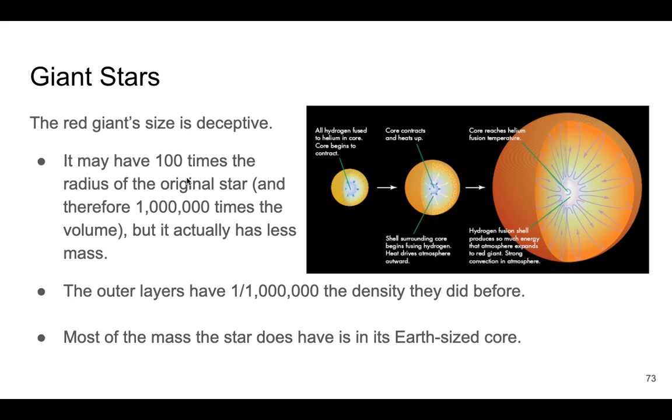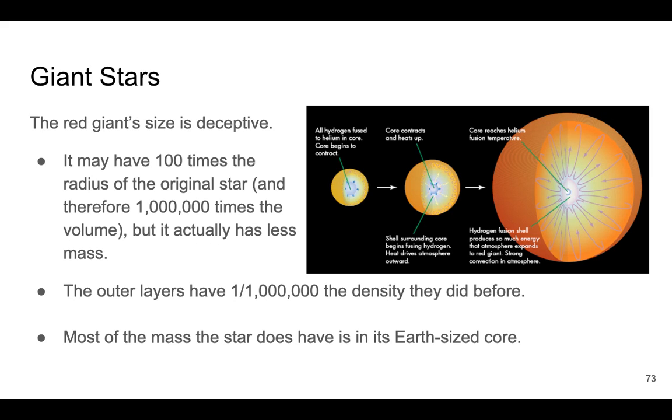So as the star is getting bigger, something a little bit deceptive is going on here. The star got much bigger, which, with our primitive lizard brains, makes us think that it must be more massive. It's actually less massive. So the star might have 100 times the radius of the original star. And if you have 100 times the radius, volume-wise, you have 100 cubed as much volume. So you have 1,000,000 times as much volume. But it actually has slightly less mass because it's been burning fuel this whole time. So that means the outer layers are going to have about 1/1,000,000th the density that they did before.